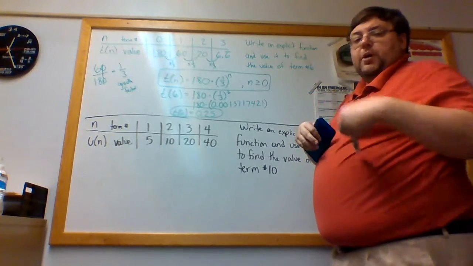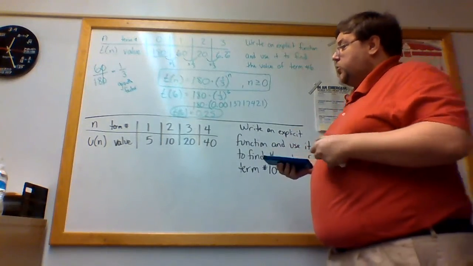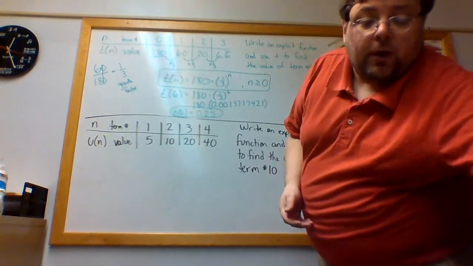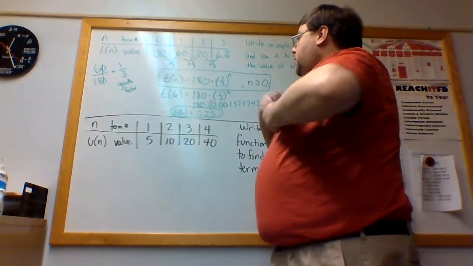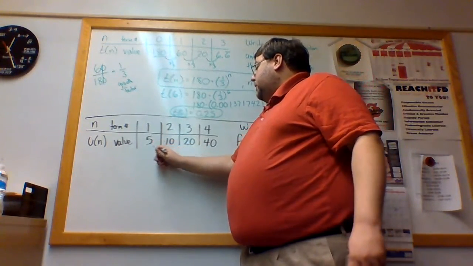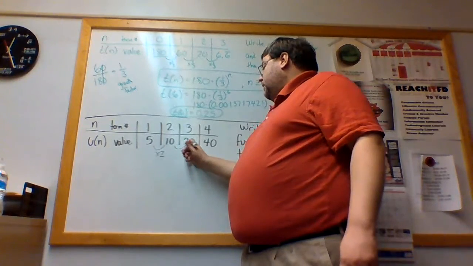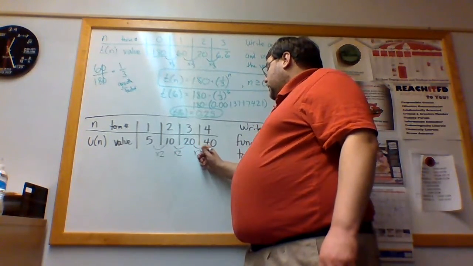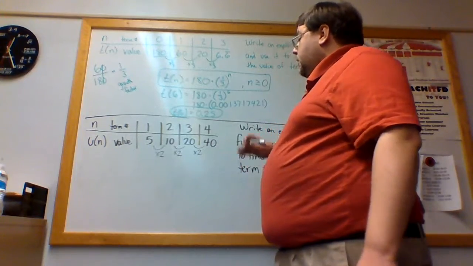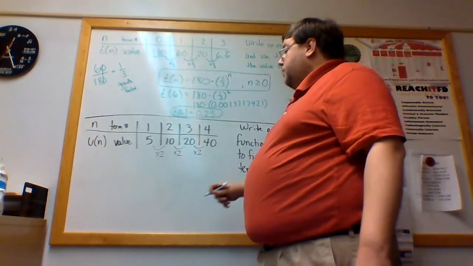Let's take a look at the second problem now. Again, this is a geometric sequence. You can probably figure out the pattern just by looking at the numbers here. 5 times 2 makes 10. 10 times 2 makes 20. 20 times 2 makes 40. So this is a doubling pattern.